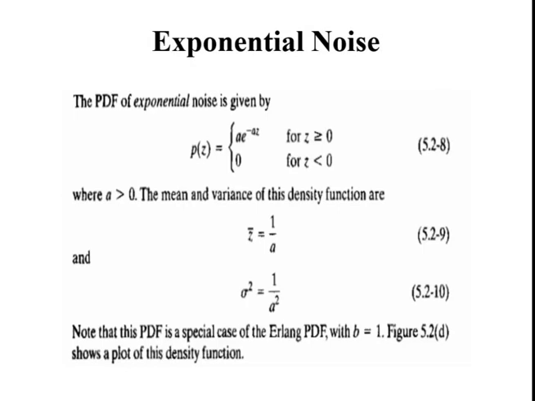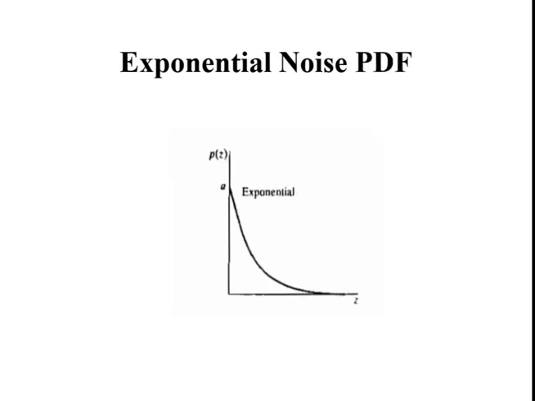The mean and the variance of these density functions are z bar is equal to 1 upon a and sigma square is equal to 1 upon a square. Note that this PDF is a special case of Erlang PDF with b is equal to 1. The plot of this density function is as shown in figure.